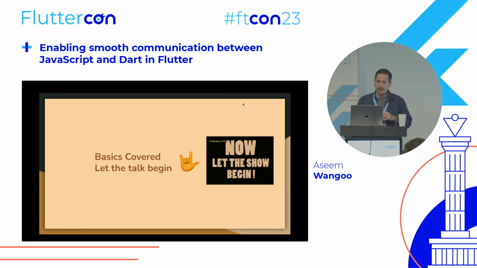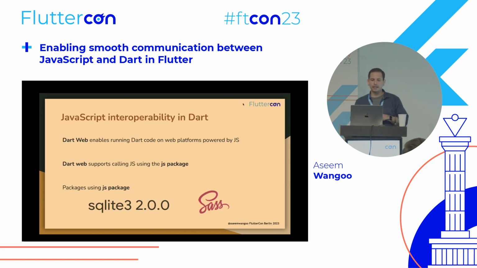Cool. So till now we were covering the basic common ground about the Dart compiler. So now let the real talk start. JavaScript interoperability in Dart. Currently, Dart web enables us to run Dart code on the web platform using a package. The package itself is called the JS package. There are some packages which are already using this package JS, for instance SQLite and Sass. There are others as well, but I thought to put just these ones.